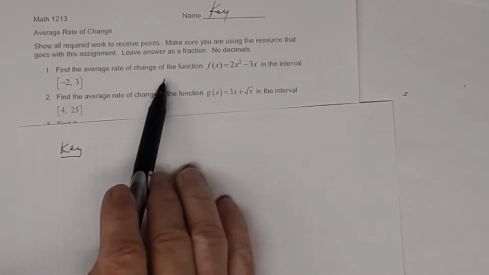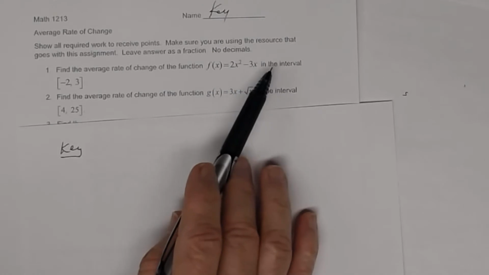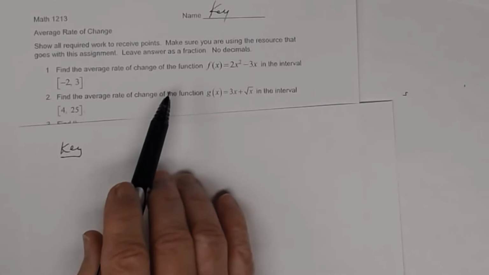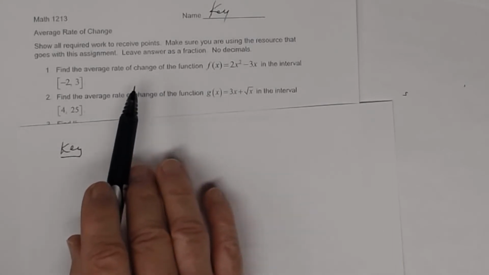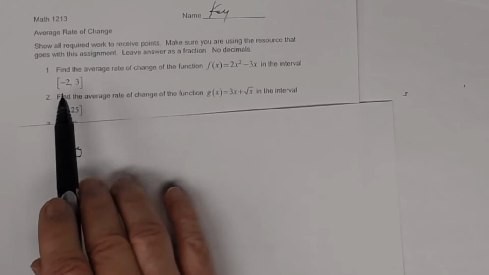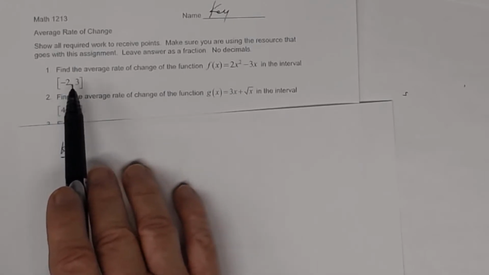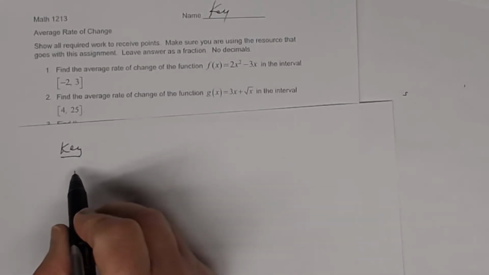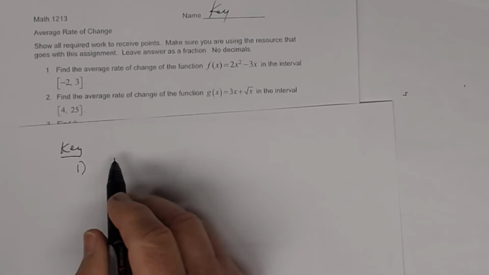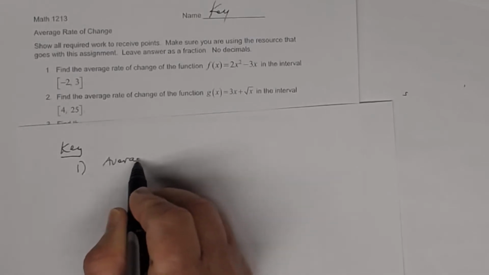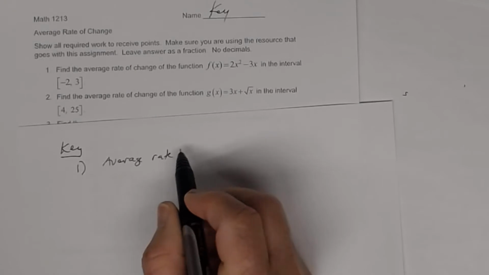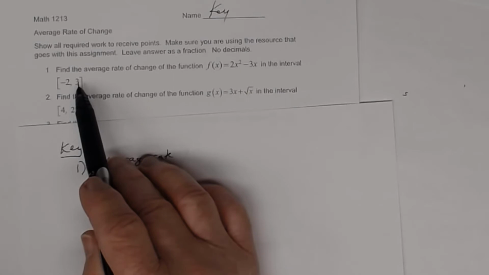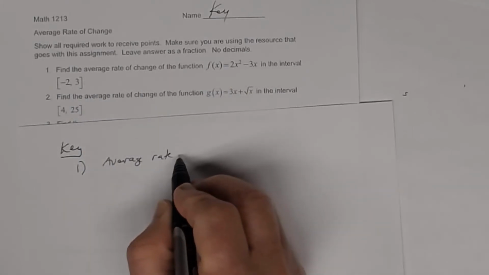So you want to find the average rate of change of this quadratic function in the interval -2 to 3. And remember, that's where we talked about the average rate of change being the slope of the segment that joins the points where x is -2 and where x is 3 on this function. So basically, in number 1, you're finding the slope of the segment from x equal -2 to x equal 3 for this function. Average rate of change.